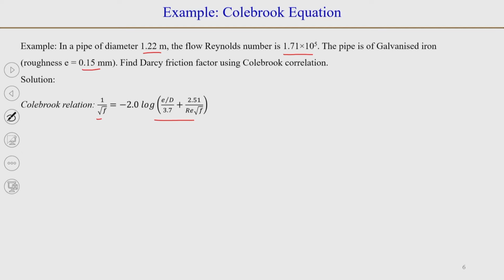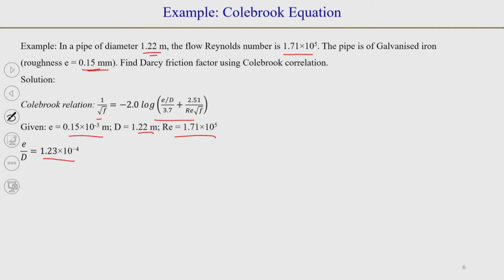Now, we can write down what is my e. So, e is 0.15 mm or 0.15 into 10 raised to the power minus 3 meter, diameter is 1.22 meter, and we know the Reynolds number. So, from this we can calculate e divided by D, that comes out to be 1.23 into 10 raised to the power minus 3, and we already know the Reynolds number.